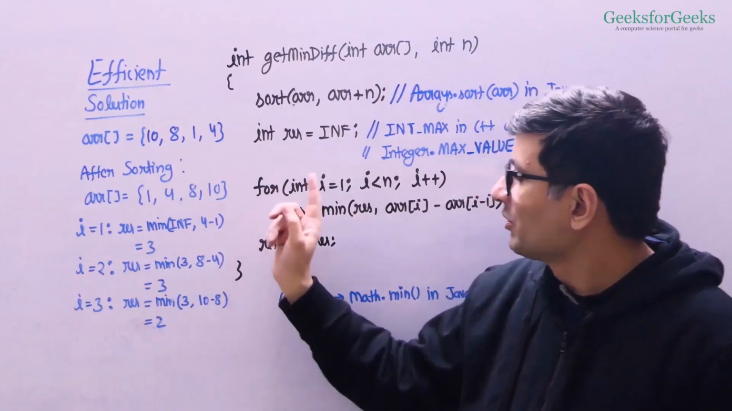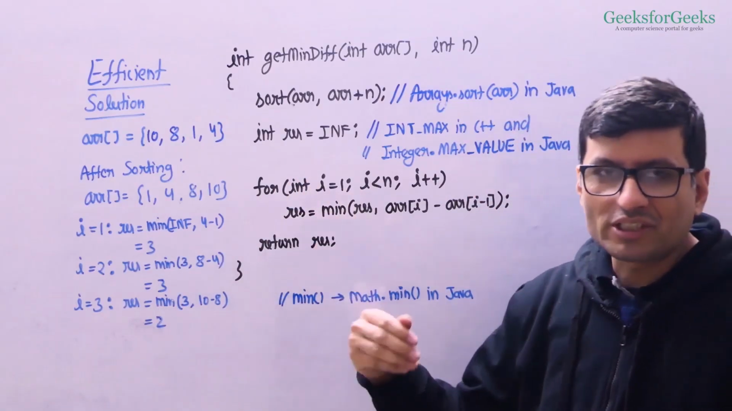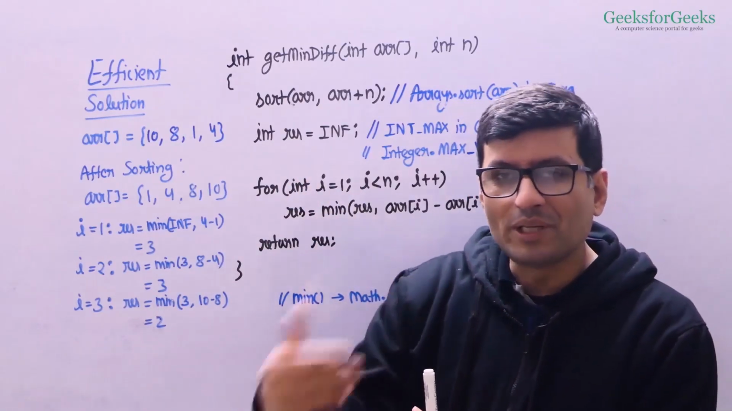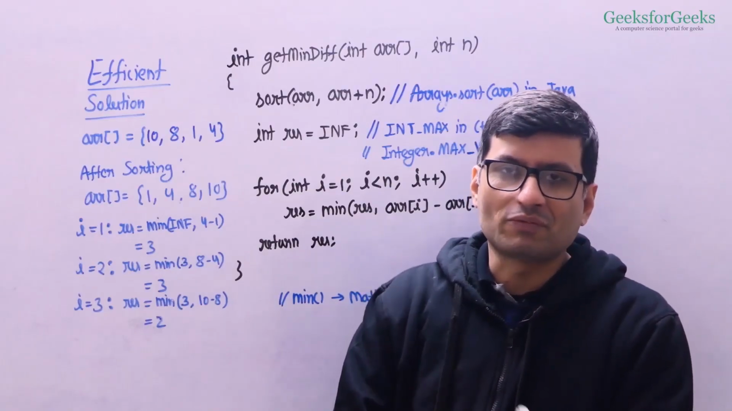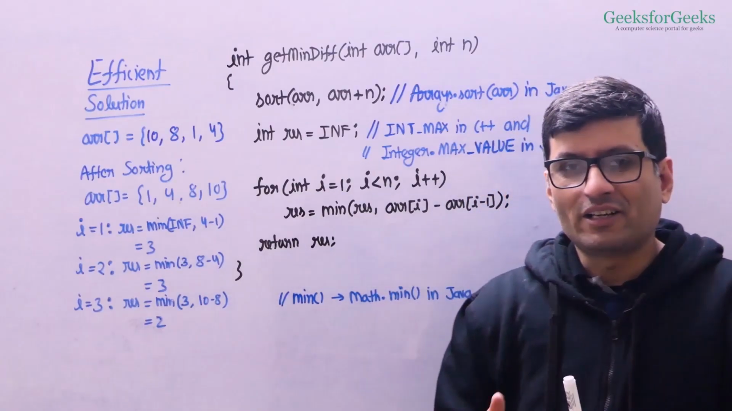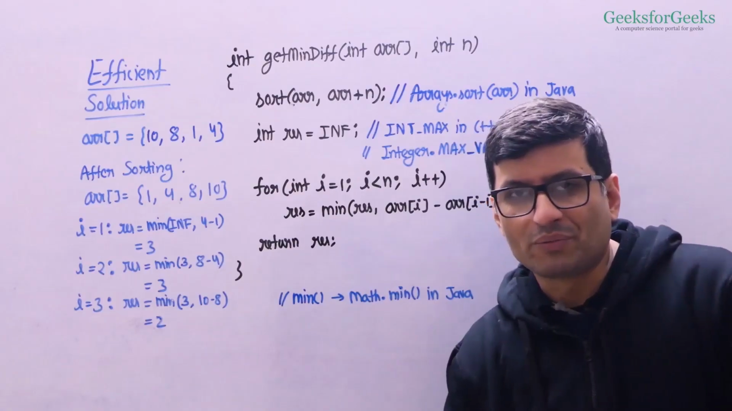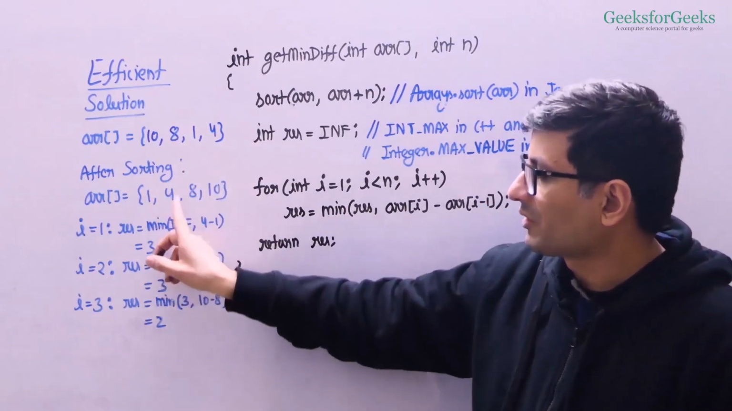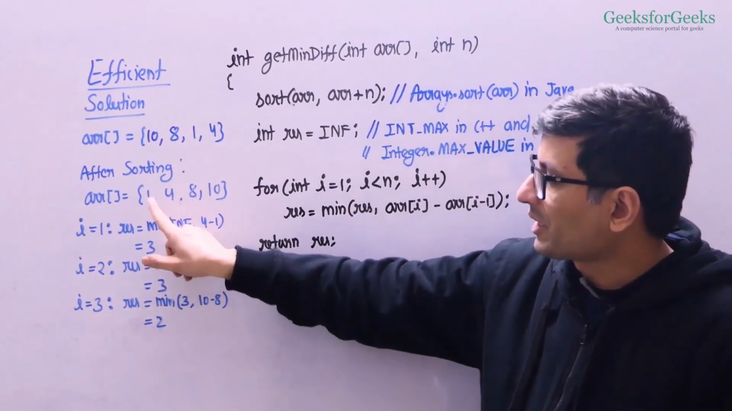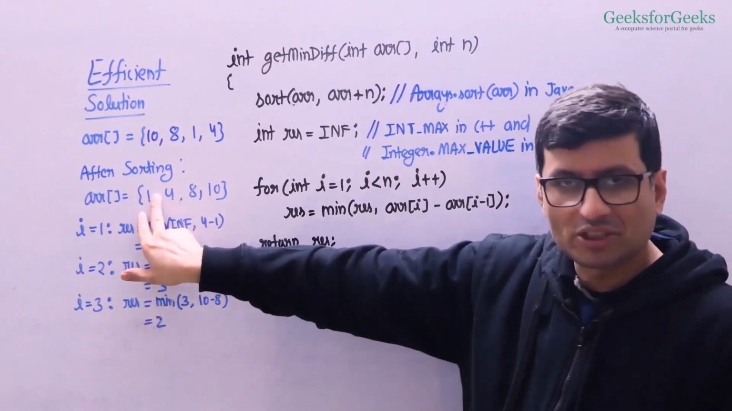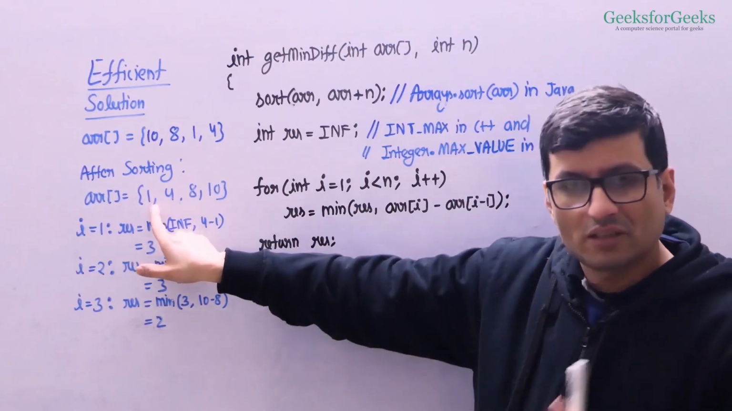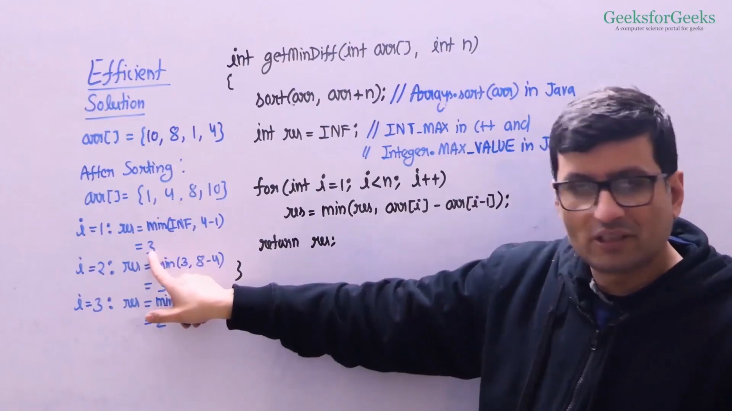Now we are going to run a loop from the second element. We just need to subtract the previous element from every element to find the difference, right? And for the first element, there is no previous. So we are going to begin, after sorting, from 4. We are going to subtract the previous element. We are going to get the difference as 3, right? So 3, we compare with infinite, we get the lesser value as 3.